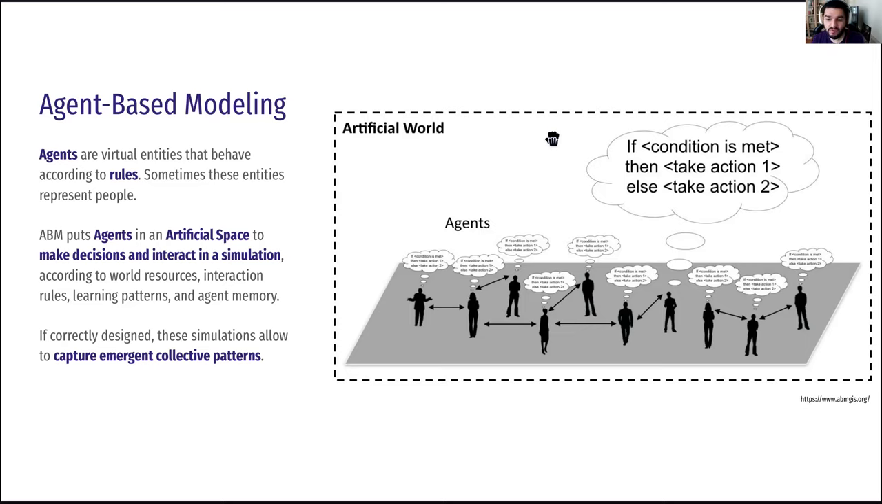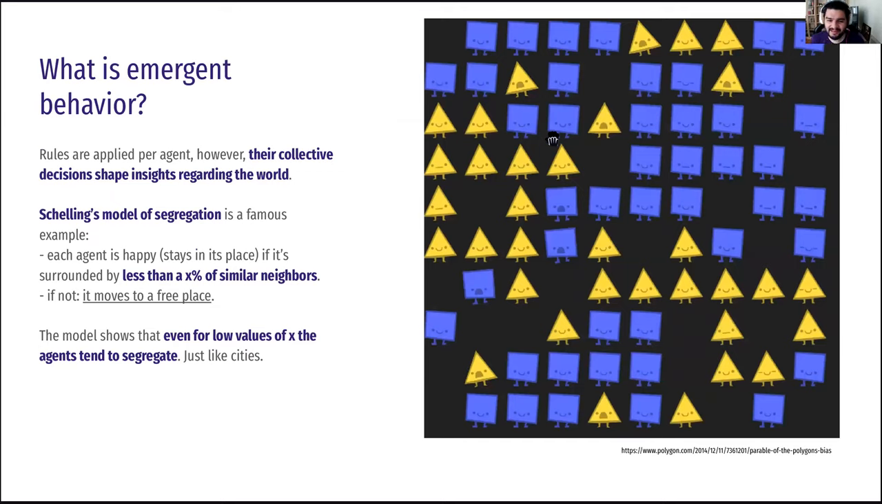And the beauty of this kind of method is that usually you define a very simple artificial world, a very simple set of rules for agents. But if the world is well designed, and if the rules are well designed too, even though they are simple, or maybe simple is not the word, but a very good and very elegant abstraction of how the world works and how the agents relate, the simulation allows you to capture emergent collective patterns. Now the question is, what is an emergent behavior that emerges from this?